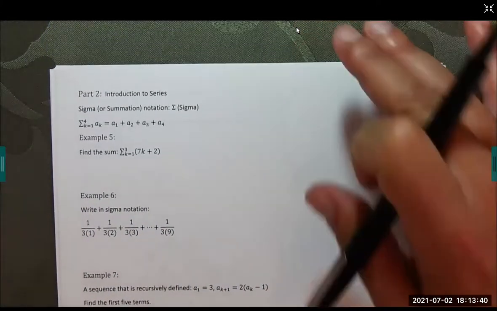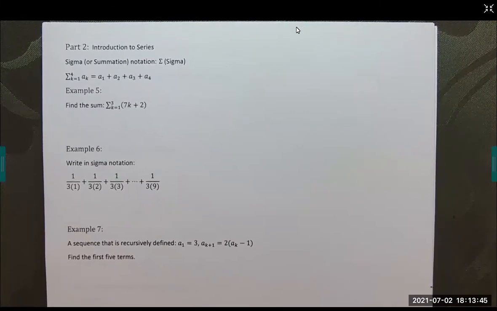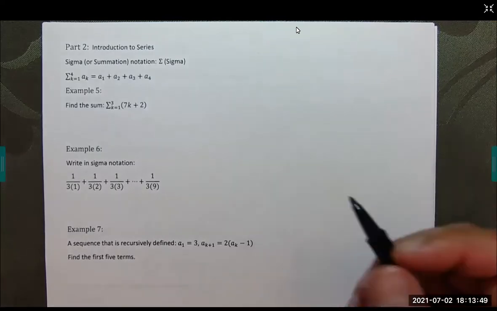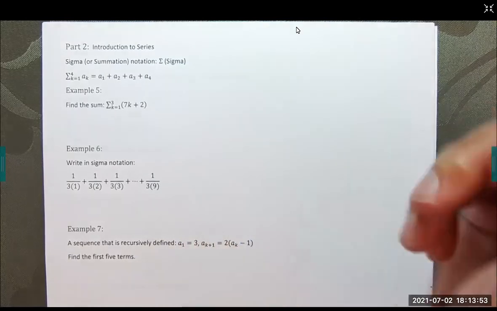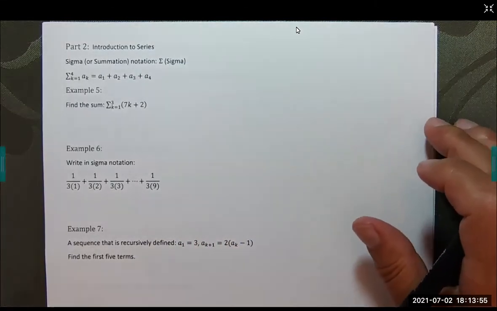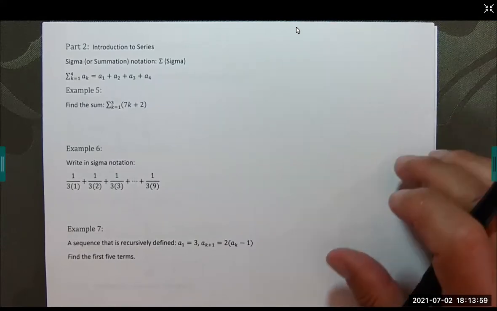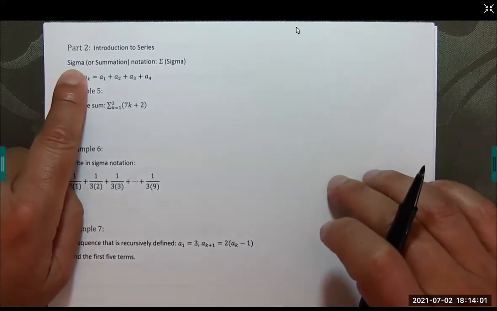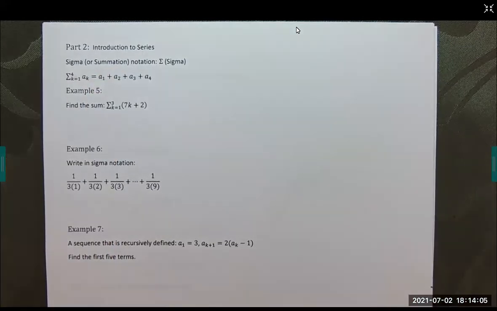Next page, part 2. We are to series. Now, series just means take a sequence and add up the terms. And we're using a new symbol called sigma. It's a capital Greek letter S. It stands for sum, meaning add stuff up. And it's sometimes called sigma notation. Sometimes it's called summation notation. That really depends on your teacher's preference.